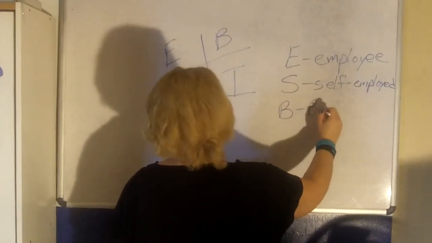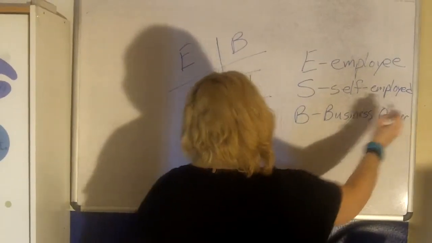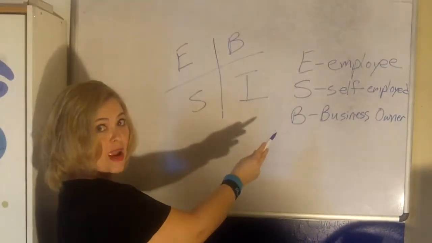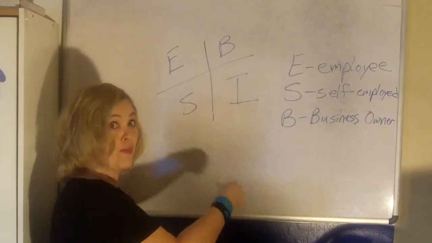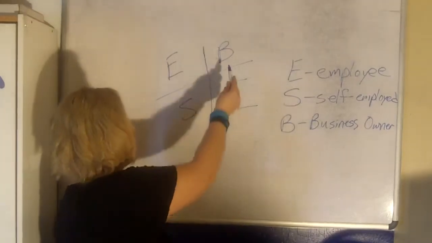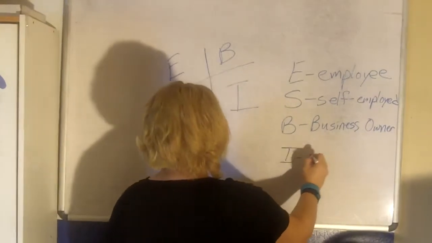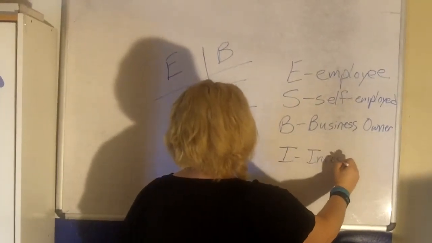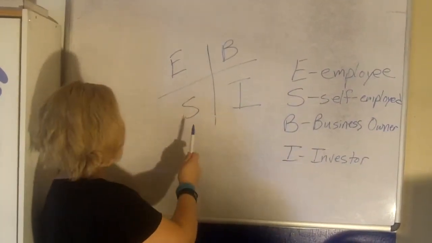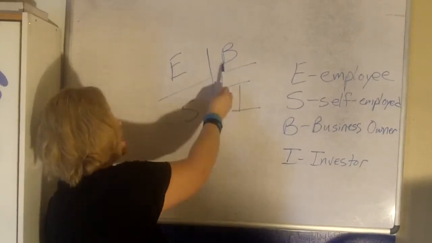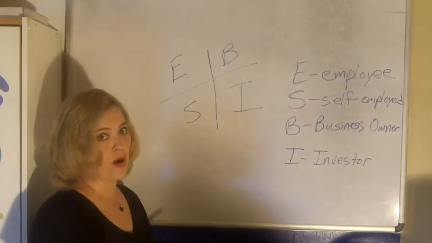Now, a B is a business owner. That same doctor, if he has a practice that he employs other physicians in his practice, and then possibly an office manager and staff, he becomes a business owner. Maybe he has more than one clinic in different areas. And then an I stands for an investor. That same doctor could be in all quadrants. He could be an employee for someone, as well as self-employed in his own clinic, as well as a business owner, and then have investments on the side. So there is the potential that you could be in all four quadrants.